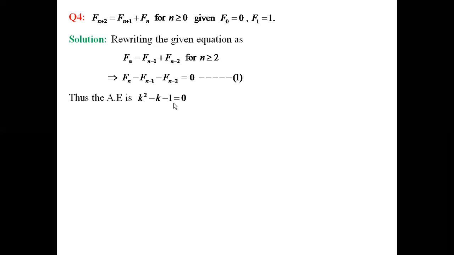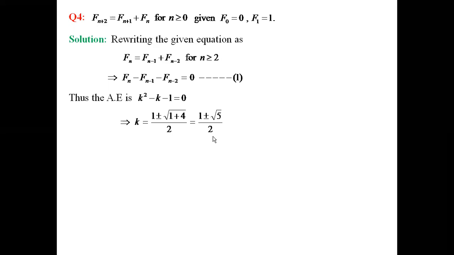So comparing this equation with the standard form, first we take all the terms to the left hand part. So we have f n minus f n minus 1 minus f n minus 2 is equal to 0. Now we frame the auxiliary equation for this. f n is replaced by k square, f n minus 1 is replaced by k power 1, f n minus 2 is replaced by k power 0. So we get the second order equation as k square minus k minus 1 is equal to 0. Solving this, we obtain the roots as 1 plus or minus root 5 divided by 2.